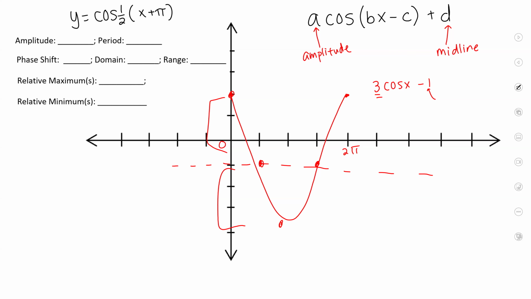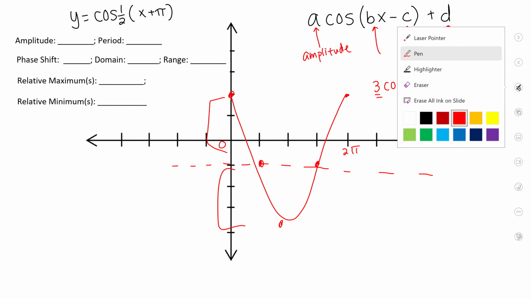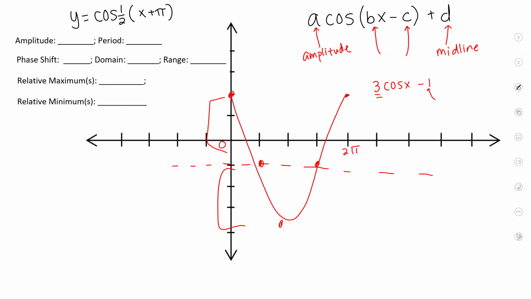Okay? Now, those are what affect your graph vertically. Now we're going to be looking at the B value and the C value and how they affect your graph. So please write this down. This is what you need to know. In order to find the period, you do 2 pi divided by the absolute value of B. So in my simple example here, my B value is just 1. So 2 pi over 1 is still just 2 pi. That's why it completes its cycle within 2 pi.